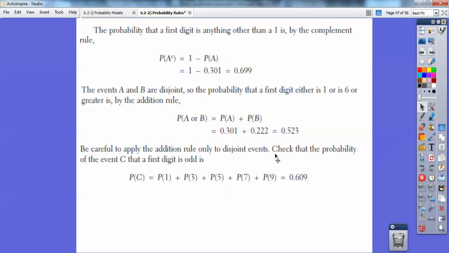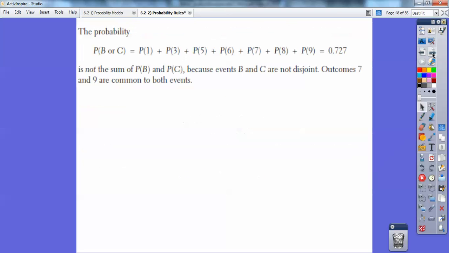Be careful, you can only apply the addition rule to disjoint events. So check the probability of event C, that the first digit is odd. Look, here's the event C that the first digit is odd. You can get a 1, 3, 5, 7, or 9. Okay, so that's the probability that it's odd.